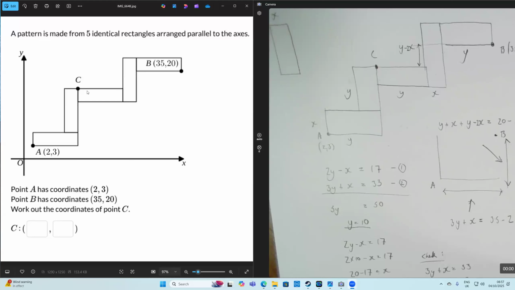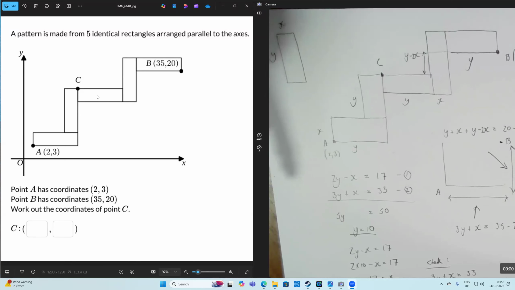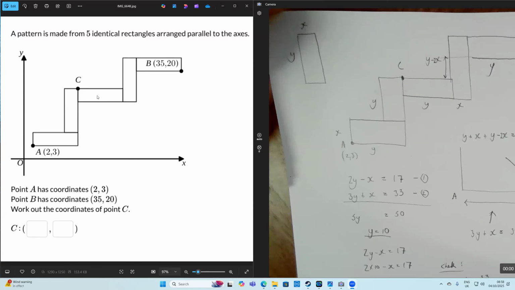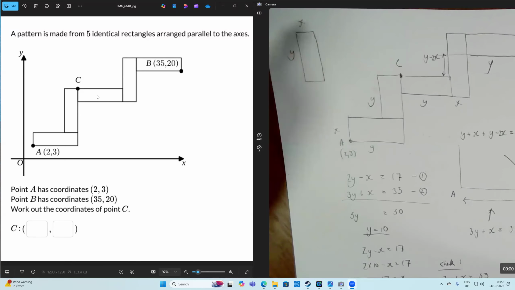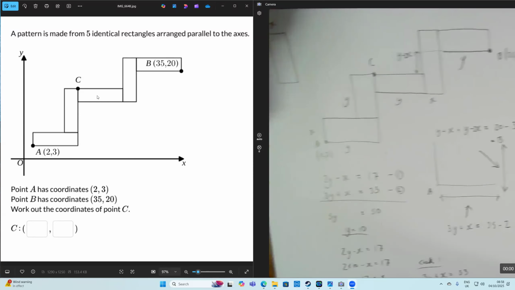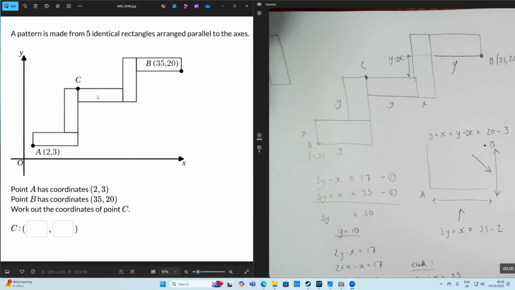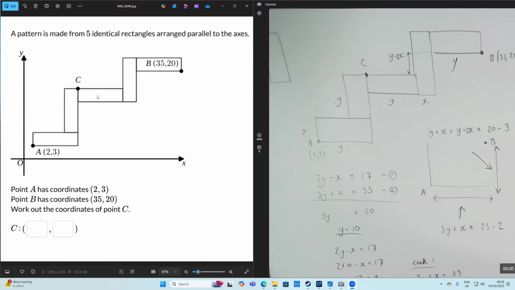Now, this is a sort of disguised simultaneous equation question. The way we approach it is, we don't know what the width and height of the rectangle is, so let's say the width is x and the height is y. Then we need to think about what combination of x and y is necessary to get us from the point A to B, and from that, we're going to generate some simultaneous equations.